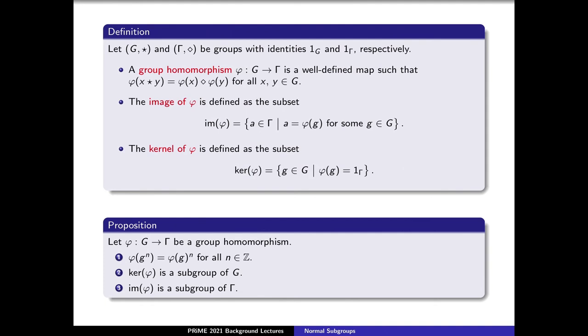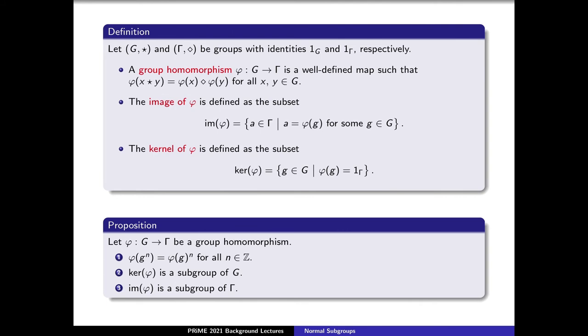So we have two groups, G with binary operation star, and gamma with group operation diamond. Let us denote their identities by 1 sub G and 1 sub gamma, respectively. Then a group homomorphism is defined to be a function phi from G to gamma that is well-defined and satisfies this preservation property of the binary operation: phi of x star y is equal to phi of x diamond phi of y for every x and y in G.